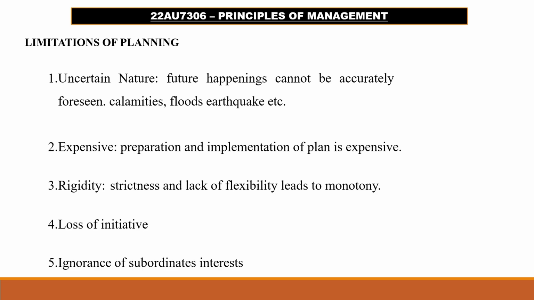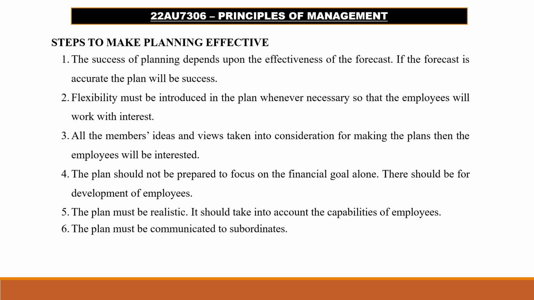Next one, loss of initiative. And finally, ignorance of subordinates' interest. So these are all the points which come under the limitations of planning. And what are the different steps involved in making planning effective?